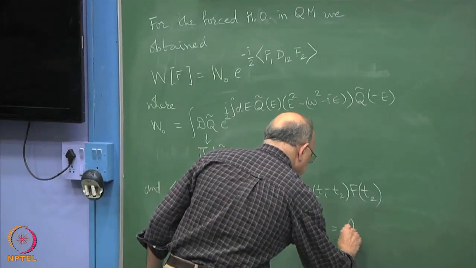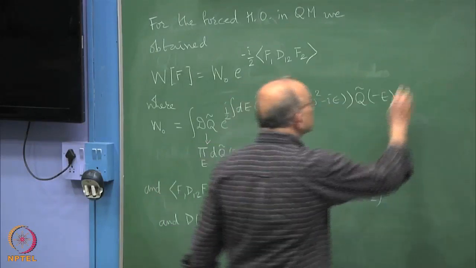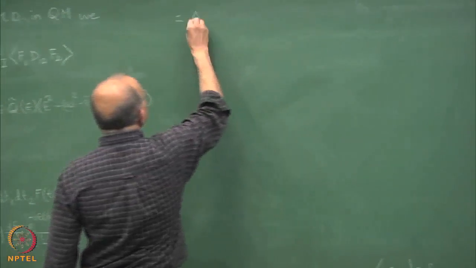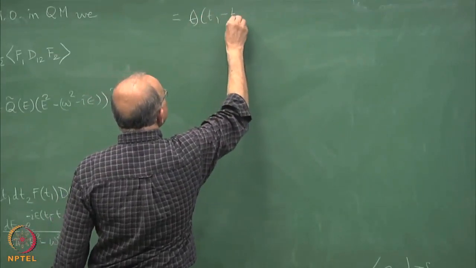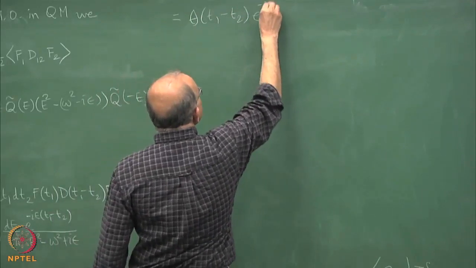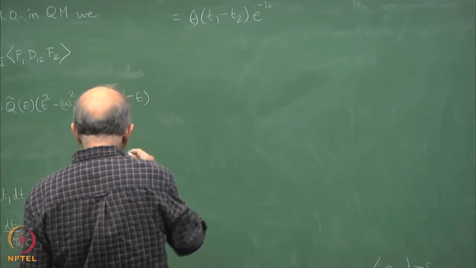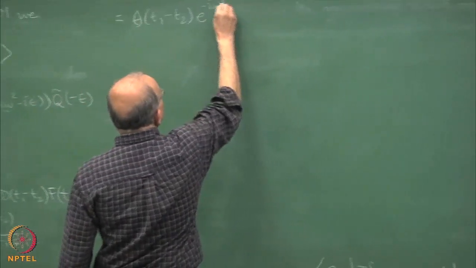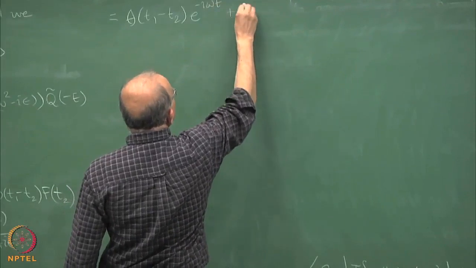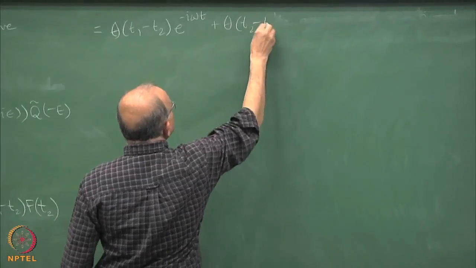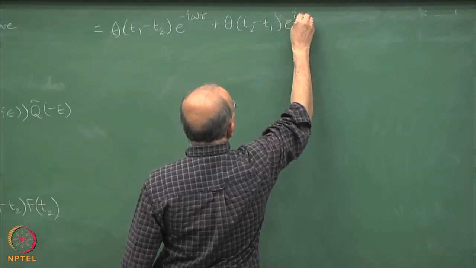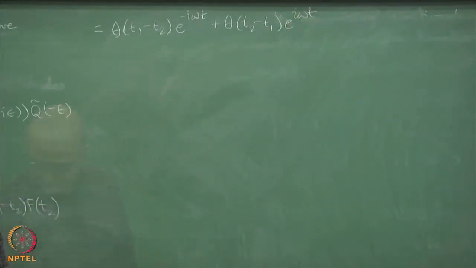So where should we write? Okay. E will be equal to omega, so e to the minus i omega t, and then theta of t2 minus t1 times e raised to plus i omega t. I think there is a 1 over 2 i omega from the poles, right? So, yeah.